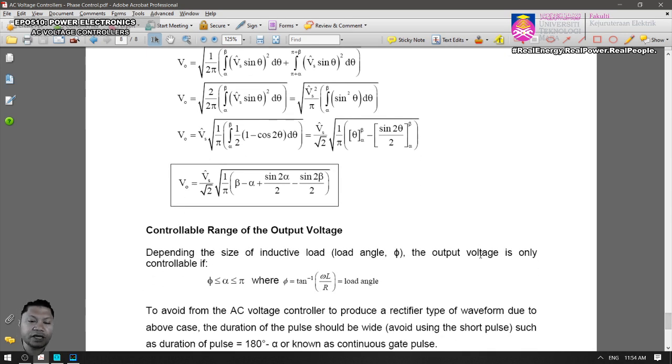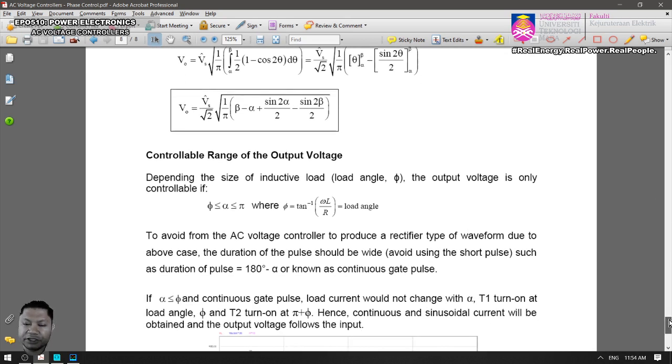And then, now it comes to the controllable range of the output voltage. I just mentioned to you that depending on the size of the inductive load angle, the output voltage is only controllable if your alpha is between phi, the load angle, and pi. The load angle equals inverse tangent of omega L over R. So that defines your phi. So the output voltage is only controllable in the range between the load angle phi and pi.